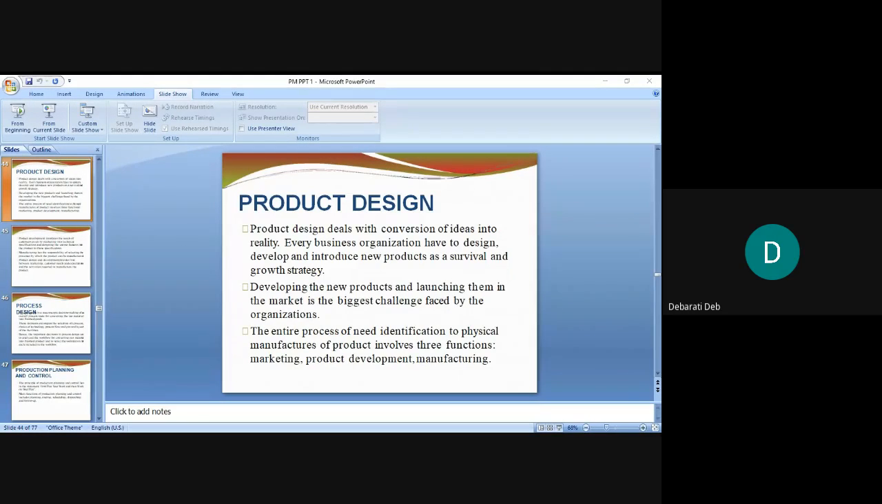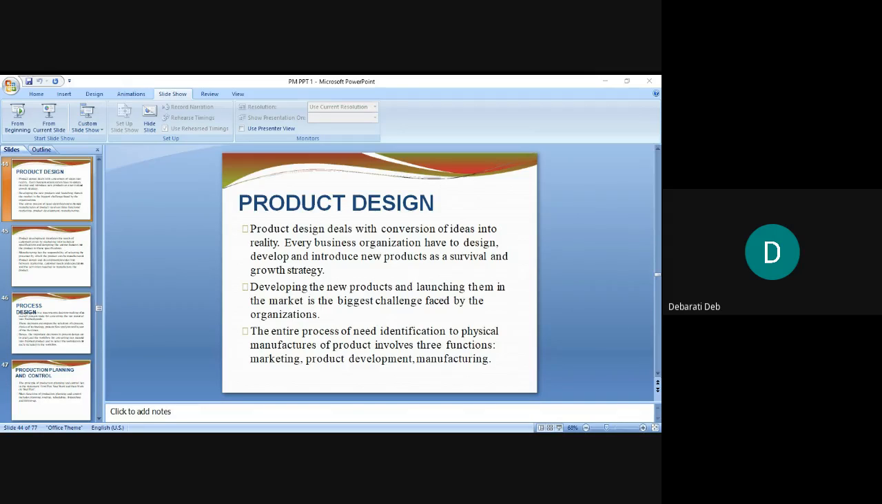How do you convert that idea into reality? That is done in production, in product design. Then developing the new products and launching them in the market is the biggest challenge faced by the organization. What the customers want, what the market is demanding, what is trending in the market, that is very difficult to predict, that is very difficult to assume. You have to dig into the market reality and find out facts about the market necessities, market demands. Only then developing the new product is possible.